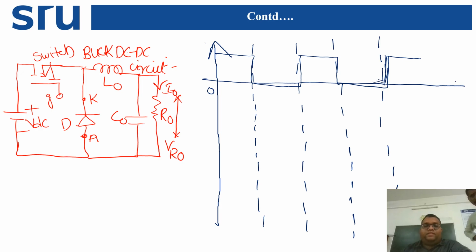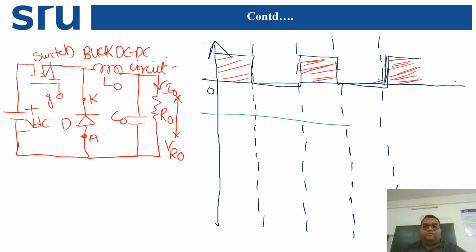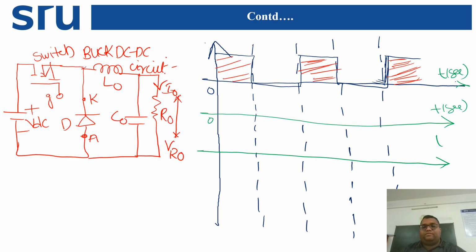Now, this is the switch on condition we have to observe. So this is the way we have to derive. Now we will observe what the output voltage is and how we are going to derive it. First, we will take this circuit. This is the first circuit. Let us take T in terms of seconds, and this is 0. Again, this will be T in terms of seconds.